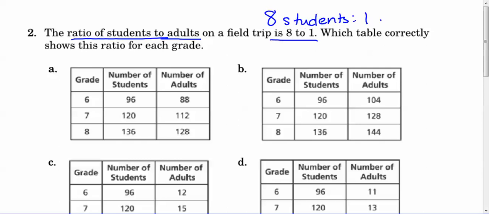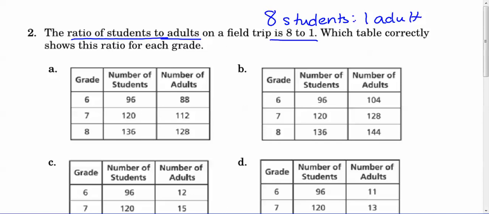All right, so 8 students for every 1 adult. Okay, so 8 students for every 1 adult. So we are looking for the ratio table that's going to consistently simplify to 8-to-1. When we look at this, you're going to be doing some essentially simplifying of fractions. You're going to see, does it simplify down to 8-to-1? And it's students to adults.